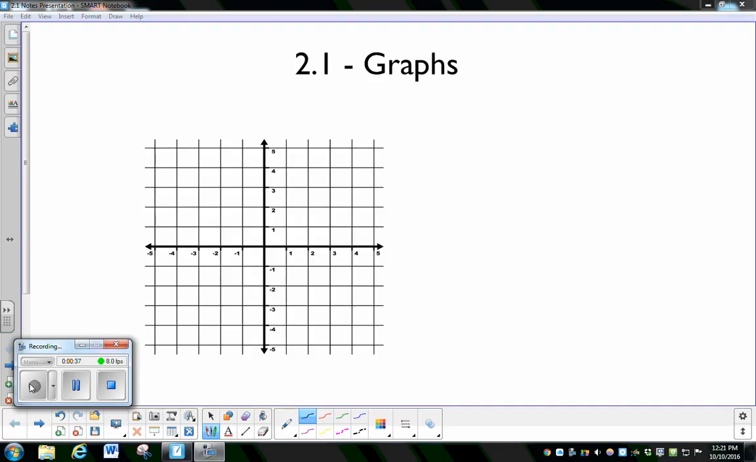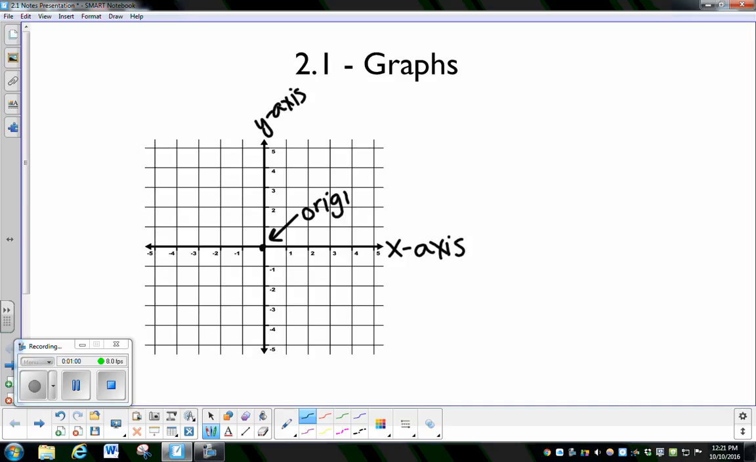So the first thing I want you guys to label on your graph is that this horizontal axis is what we call the X-axis. And the vertical axis is called the Y-axis. This whole thing is called a coordinate plane. And we refer to this point 0, 0 as the origin. 0, 0.